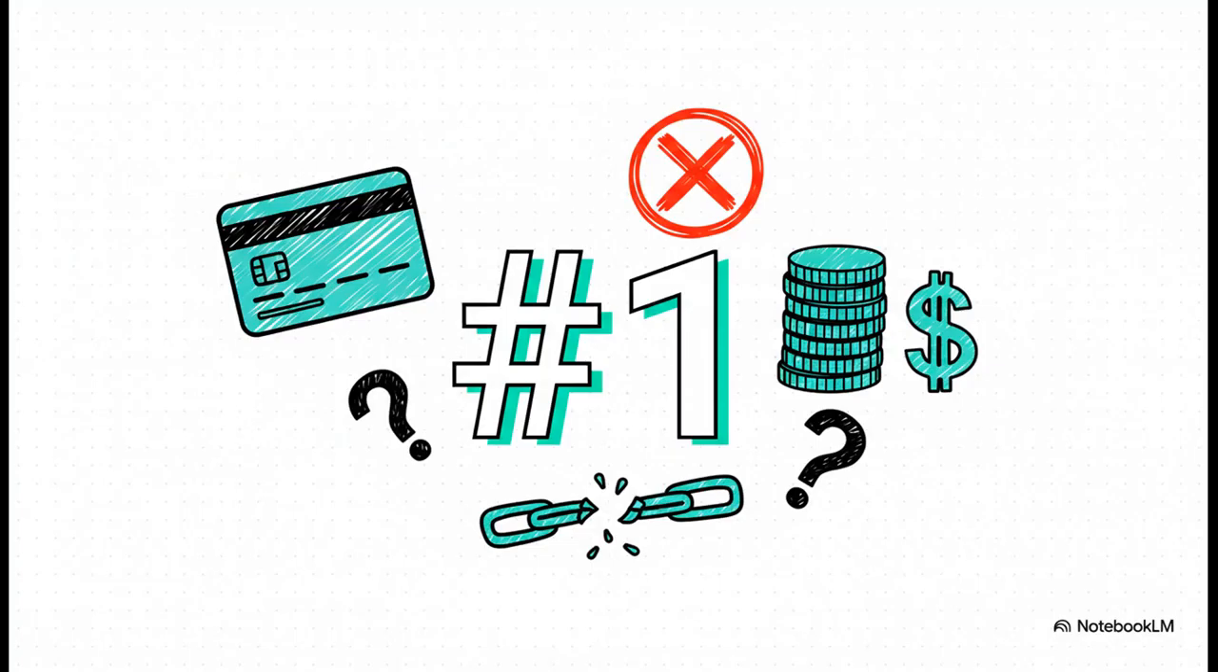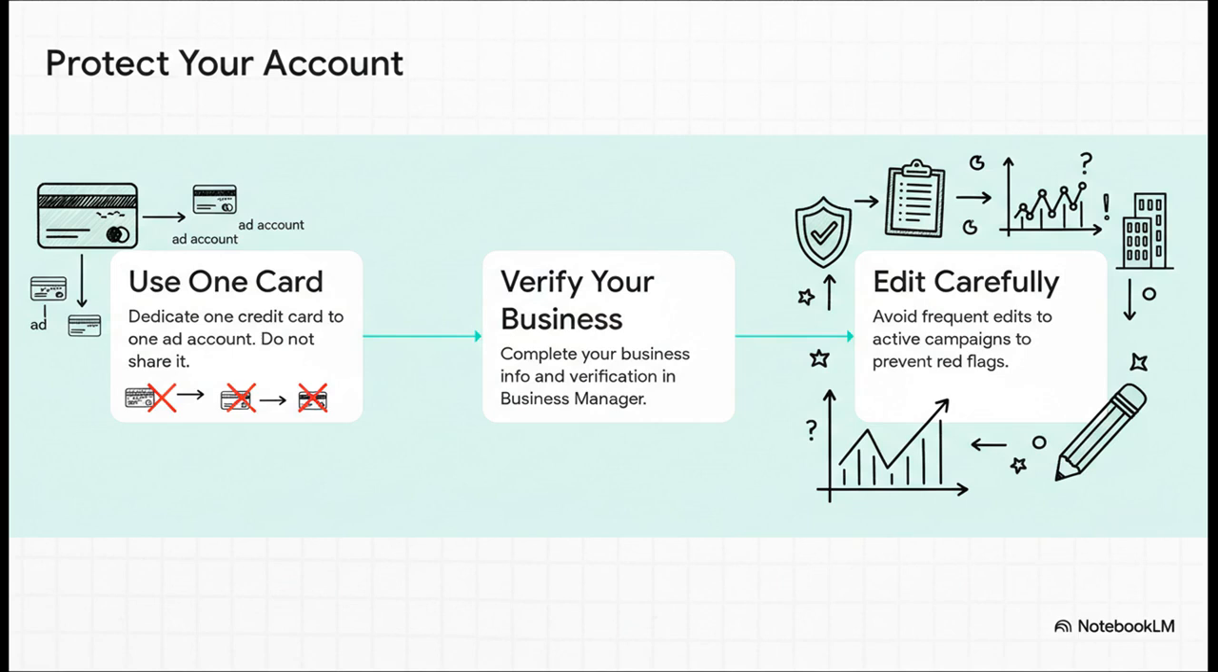So what's the biggest culprit? What's the #1 reason these accounts get shut down? You might think it's your ad or the words you used, but nope. 9 times out of 10, the biggest red flag from Meta's automated system is some kind of problem or inconsistency with your payment method.